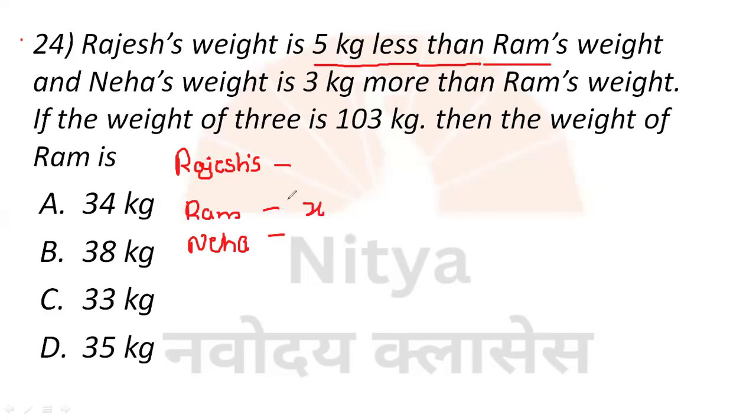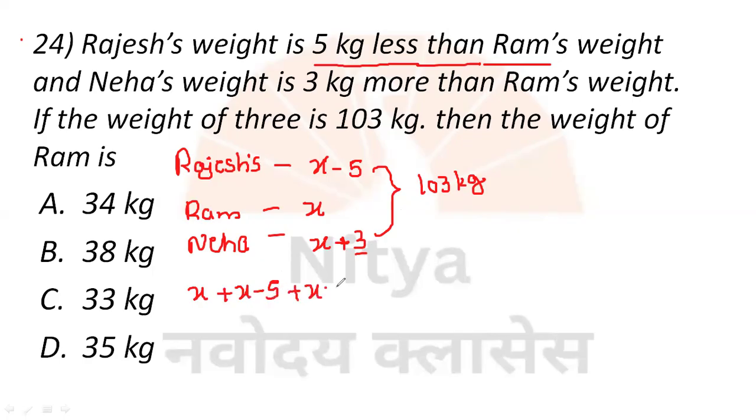Let Ram's weight be x, and Rajesh's weight will be x minus 5, because it is 5 kg less than Ram. Neha's weight is 3 kg more than Ram. More than Ram, it means x plus 3. Ram's weight is x, and 3 kg more, so x plus 3. The total weight of the three is 103 kg. According to the question, x plus x minus 5 plus x plus 3 equal to 103.